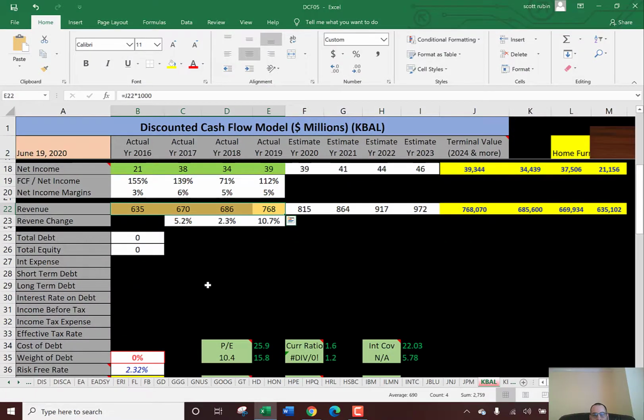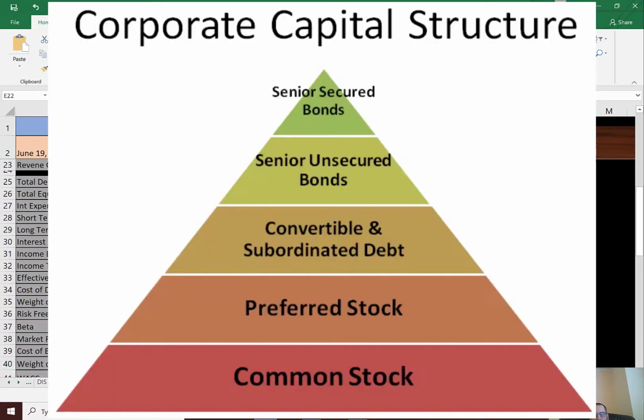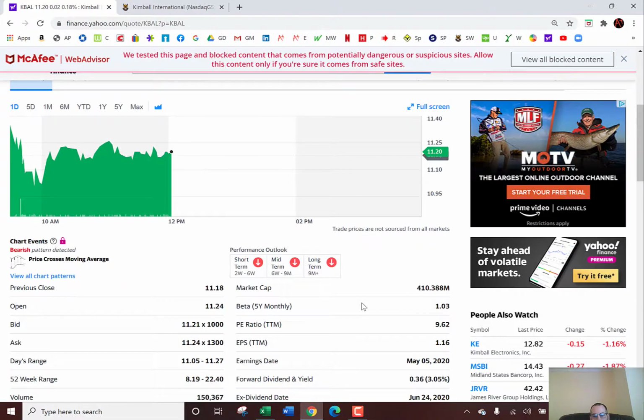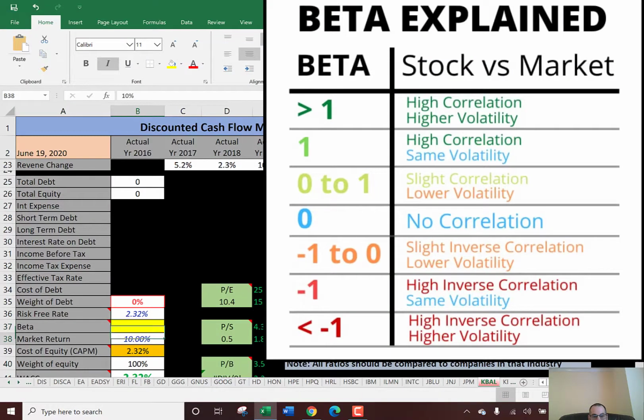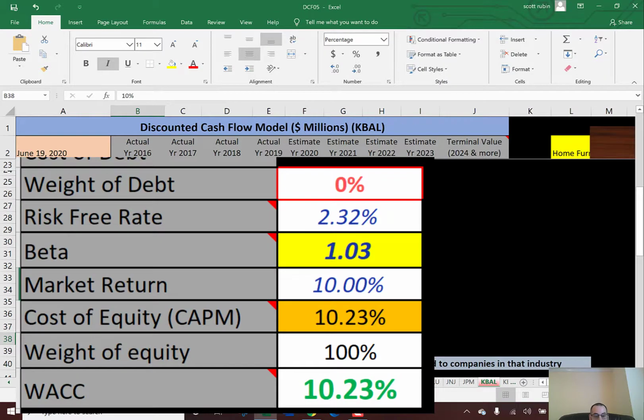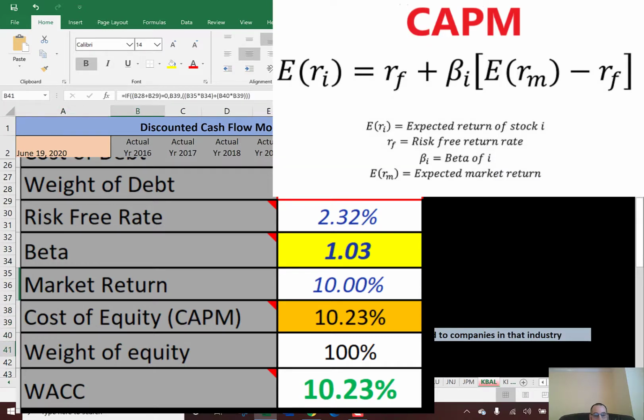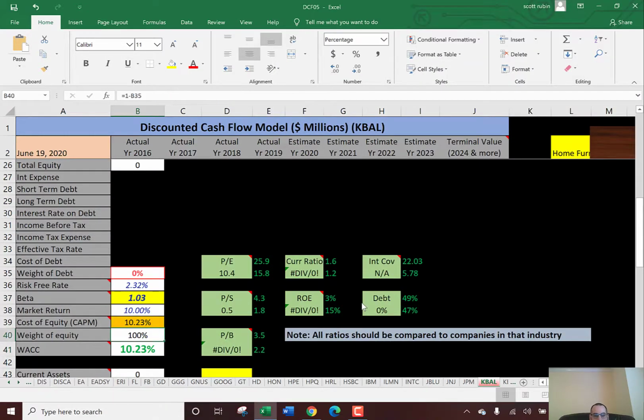We need the capital structure. They have no debt, so we just need to figure out the cost of equity. Get the beta, that's the volatility of the stock. The higher the beta, the more volatile the stock is and the more risky it is. The lower the beta, the less volatile and the less risky. So the cost of equity is 10.23%, and we use the capital asset pricing model to figure that out. So that's the weighted average cost of capital, and that's what we're going to use to discount the future cash flows.